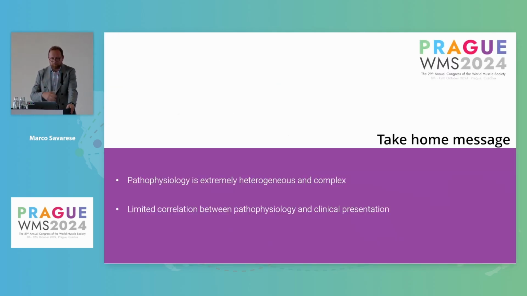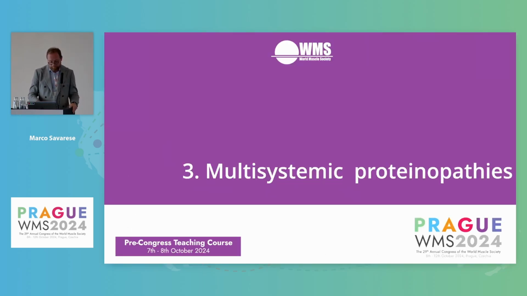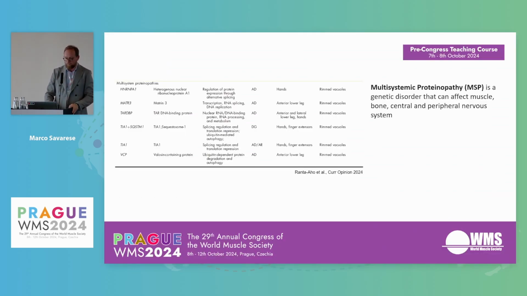So, all these diseases show that the pathophysiology is complex. We do not have a clear correlation between the function of each specific gene and protein and the disease we observe, because we have a mix of sarcomeric proteins, structural proteins, functional proteins, and so on. And this makes variant interpretation difficult. But I want now to spend a few words on this emerging field, the multisystemic proteinopathies.